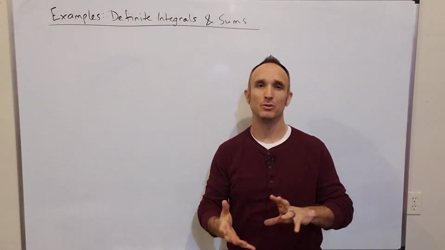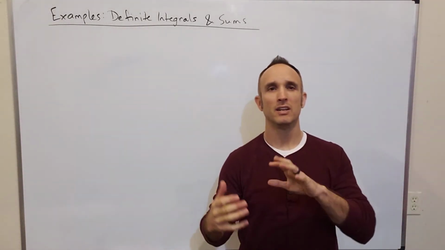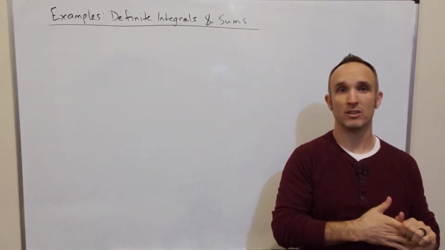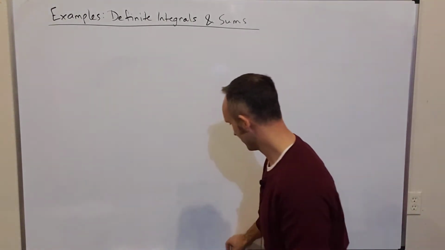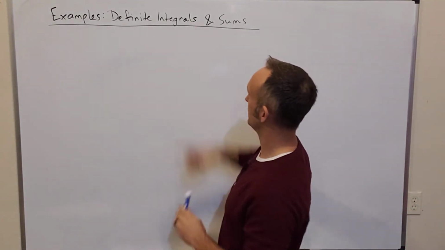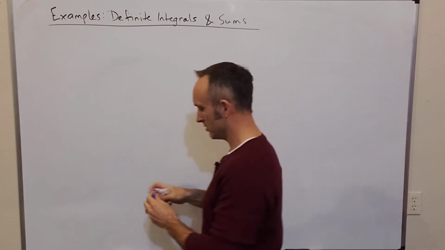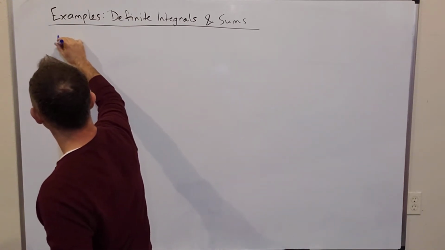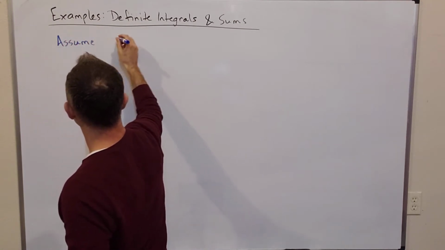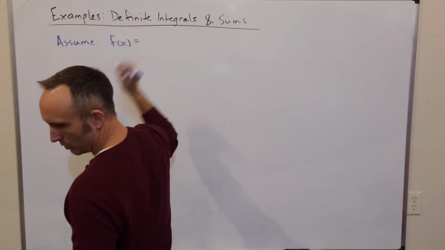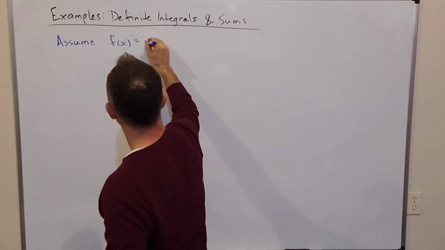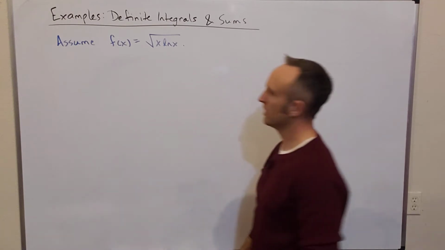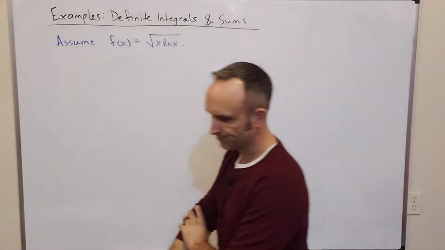Now let's do some specific examples of definite integrals with particular functions and the limit or sums version. So we're going to look at examples of definite integrals and sums. For the first example, assume for all of these examples that f of x equals the square root of x times the natural log of x. So that's the function we'll look at here.